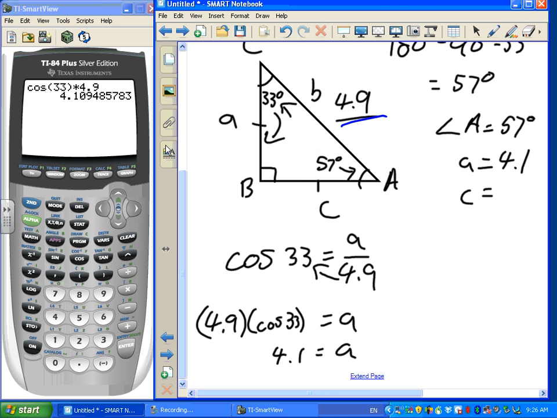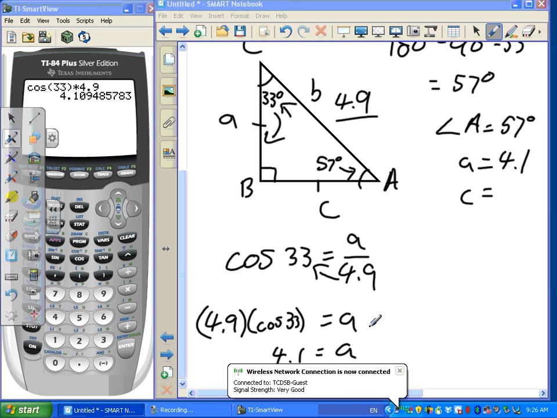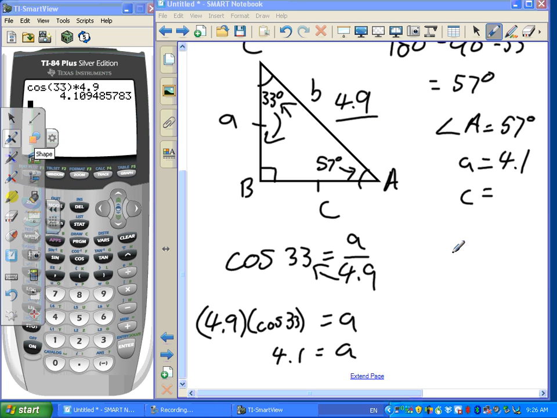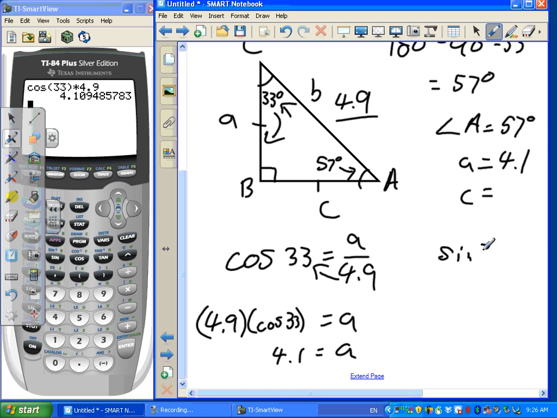Sine. I'm looking for the opposite, and I already have the hypotenuse. So let's set this up down here. Sine 33 degrees is the opposite, which is our side C, over 4.9. This question's done the exact same. The only difference is we type in sine ratio.